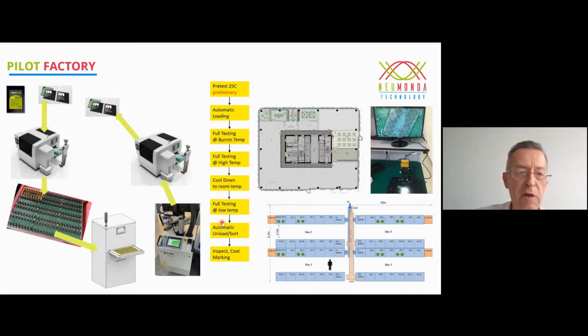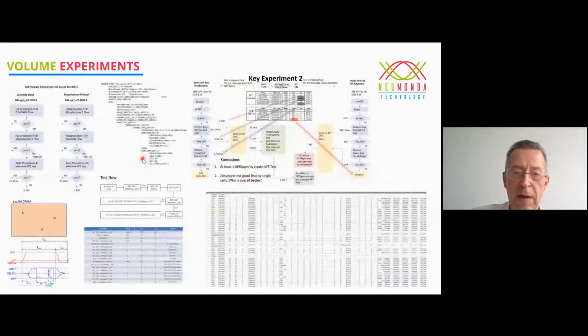So very radically different approach than today. And when you are finished with all your test steps, you can afford very long tests now, 10, 12 hours. Then you do the automatic unload and sorting out and then inspect and mark. So this is the pilot factory. We need to also, because you have to do now a lot of volume experiments. We did those experiments before, but without the boards and the automatic equipment, everything manually, very nasty, very interesting experiments.